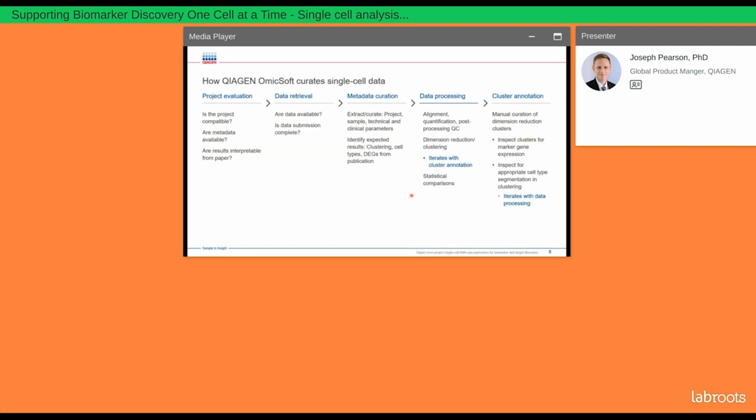To take a step back and introduce you to how QIAGEN OmicSoft curates single-cell data, our data sets are requested by our customers, and our curators inspect each data set request and consider it for inclusion within our database based on a number of parameters. First of all, is the project compatible with our platform? Are all of the key metadata available for integrating these data into the platform and make it interpretable and discoverable within the platform? And are the results actually interpretable between the data submitted to the repository and from the source publication? Or was this just a data dump?